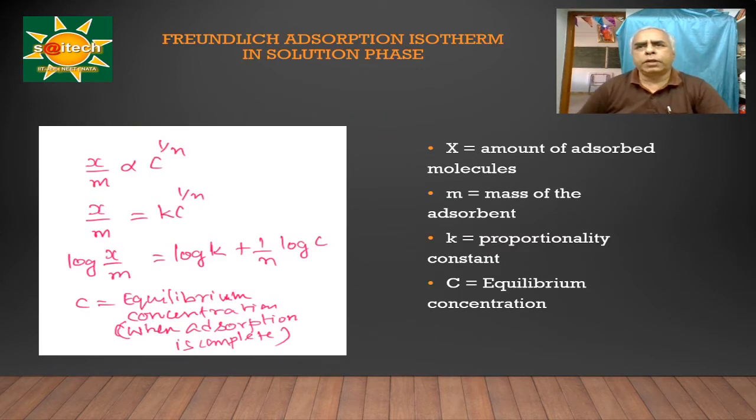We can apply the Freundlich adsorption isotherm in the solution phase also. So x by m, the same thing: x is the amount of adsorbed molecules, m is the mass of the adsorbent. This ratio is directly proportional to the 1 by nth power of concentration. So x by m is equal to k into c power 1 by n, where k is a proportionality constant. Now let us introduce logarithm on both sides. We get log x by m is equal to log k plus 1 by n into log c, where c is the equilibrium concentration.